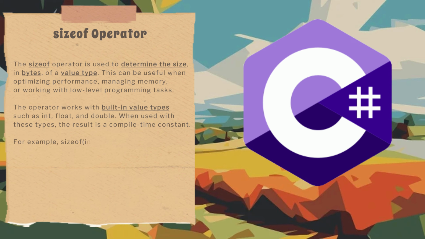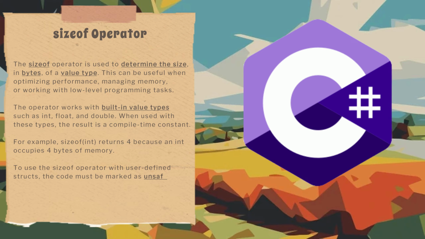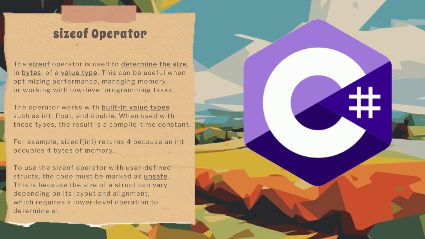For example, sizeof(int) returns 4 because an int occupies 4 bytes of memory. To use the sizeof operator with user-defined structs, the code must be marked as unsafe. This is because the size of a struct can vary depending on its layout and alignment, which requires a lower-level operation to determine accurately.